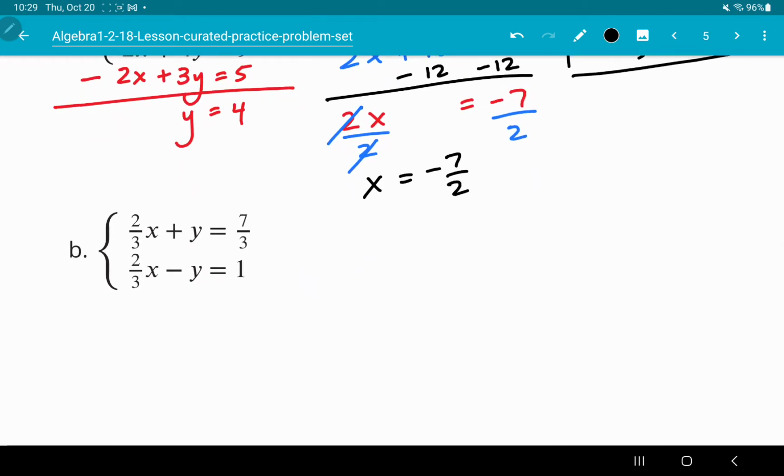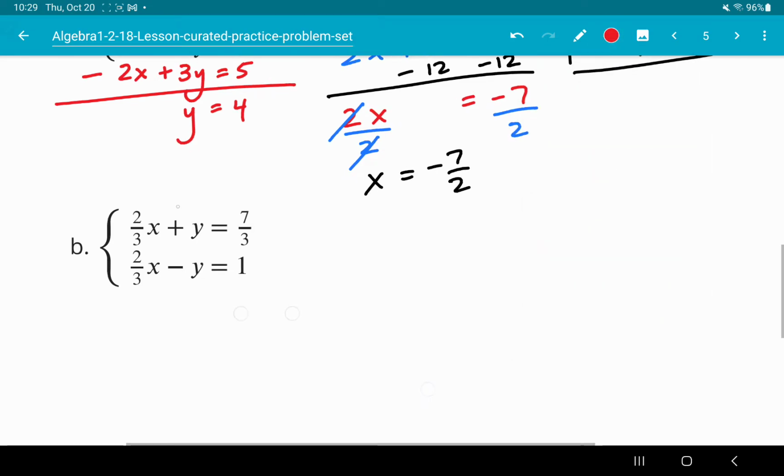So now we move on to the second system. Now for this one, I see that I have opposite signs and the same coefficient for the y's, so this means I should be able to add the equations directly, and then the y's will cancel each other out. So 2/3 plus another 2/3 means I have a total of 4/3 x. The y's cancel, and then I'm going to have 1 plus 7/3. Okay, so this is going to be a little challenging because I've got different denominators. So I'm going to change the 1 into a 3/3.